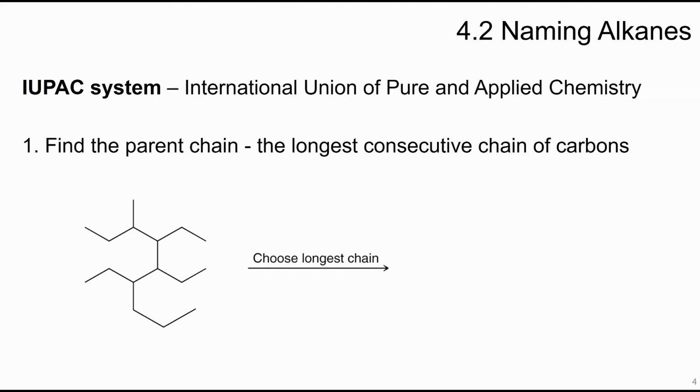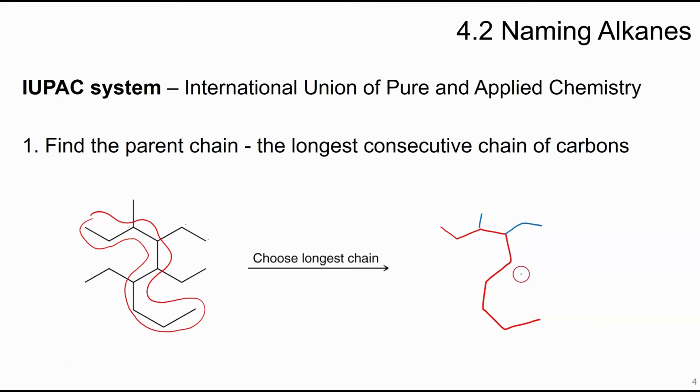So the first rule in naming alkanes is to find the parent chain, which is the longest consecutive chain of carbons. So in this example, if you just look from left to right, this is a 1, 2, 3, 4, 5, 6 carbon chain. But after you look for a while when you're counting the longest carbon chain, the longest one actually has 9 carbons. So the longest carbon chain is shown there. So that's the longest carbon chain out of there. And there are branches that come off of that.